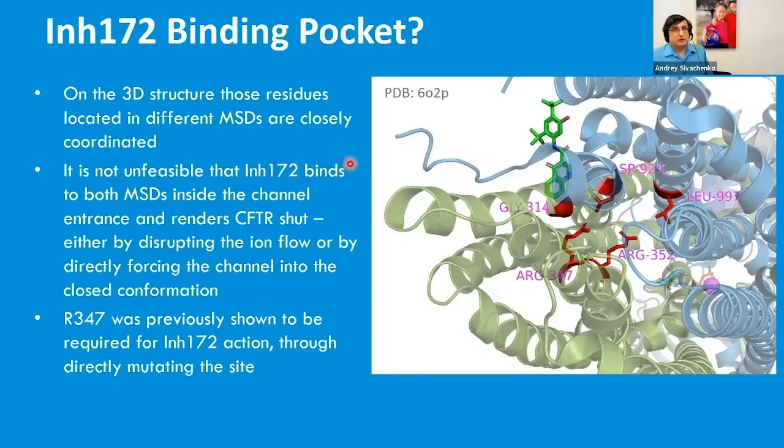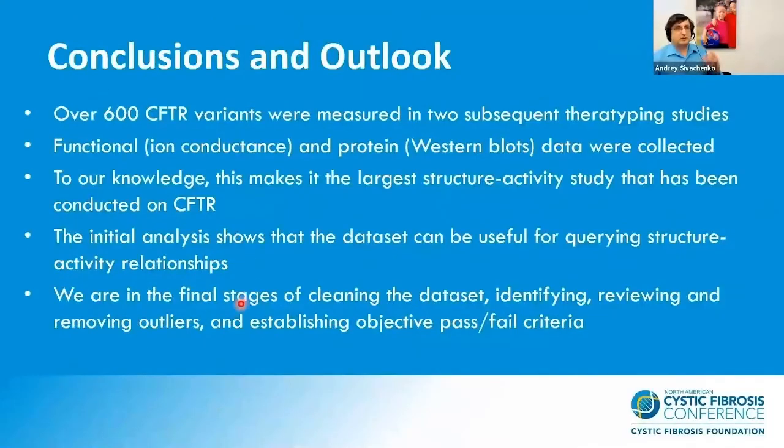So with that, I would like now to conclude by reiterating that we have assessed the residual and treatment-induced function, as well as C and B band protein amounts in over 600 Cftr variants in 2 subsequent theratyping studies. And while this is neither the original nor the main purpose of our experiments, it just happened, and to the best of our knowledge, this makes it apparently the largest structure activity study conducted on Cftr.